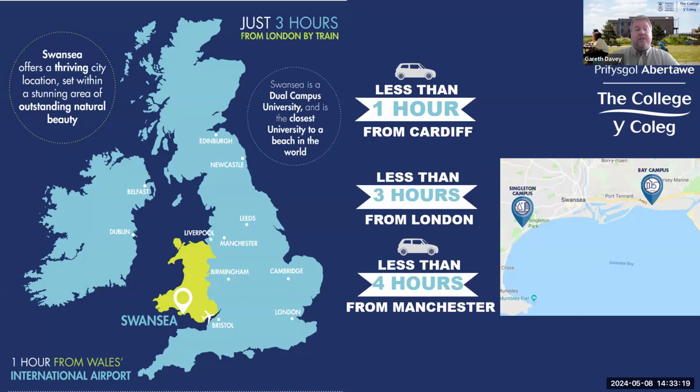The United Kingdom is made up of 4 countries: Northern Ireland, Scotland, England, and Wales. On the map that you can see on your screen is the United Kingdom, and the part highlighted in green is Wales. You can see a dot there that points to where Swansea is. We are 1 hour from Cardiff, which is the capital of Wales, an hour and a half from Bristol, and then 3 hours from London.